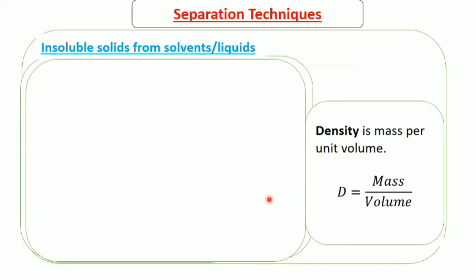So we're going to look at techniques that can be used to separate insoluble solids from solvents or liquids. Insoluble, remember, means something that does not dissolve in a solvent. So if you have a mixture of things that don't dissolve in a liquid or solvent, how do you separate them? For example, if you have chalk in your water, how can you get back the original water? So that's what we're going to study.